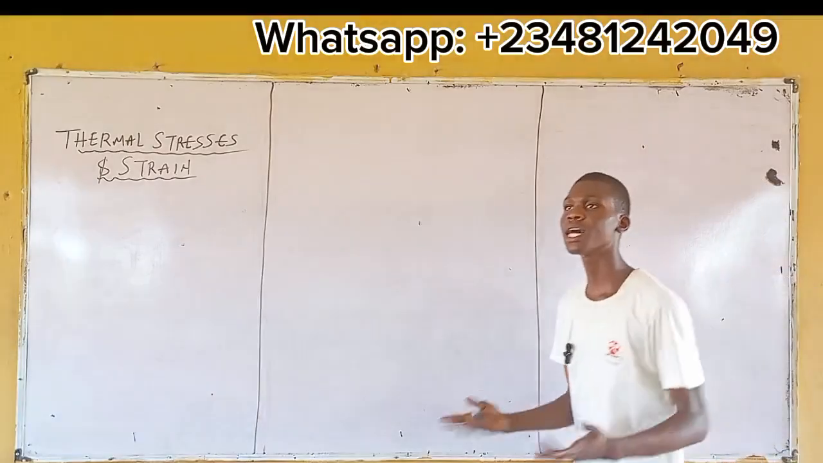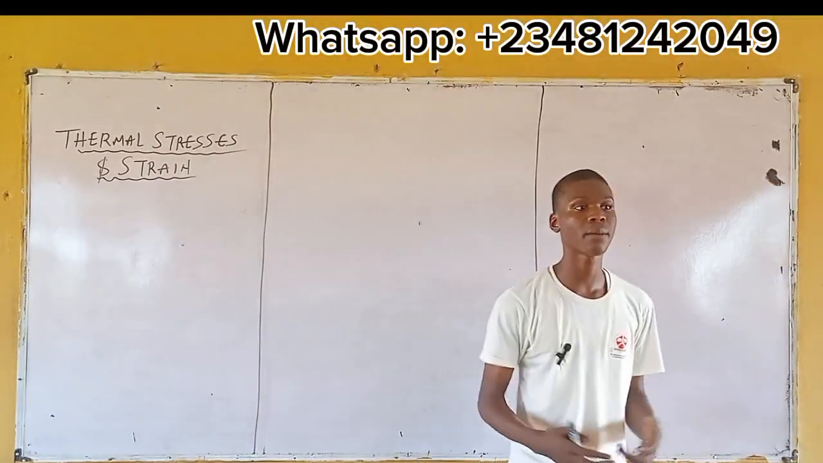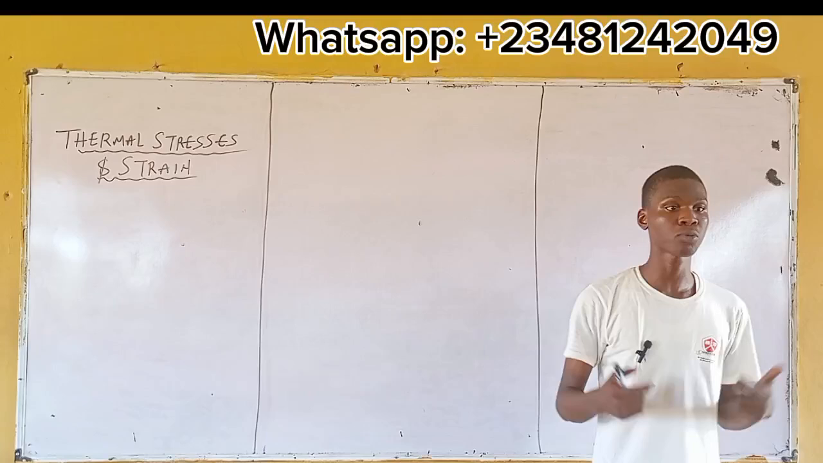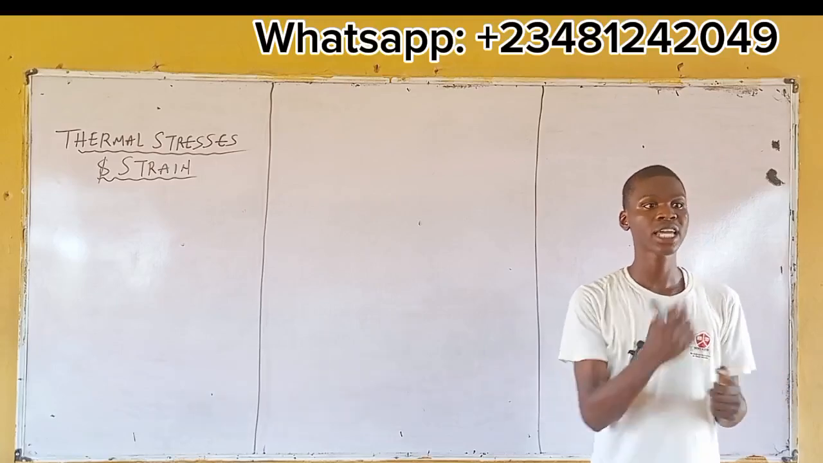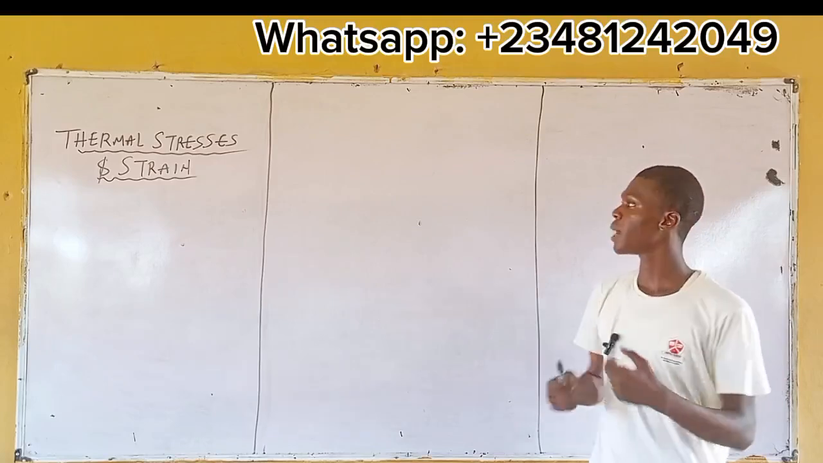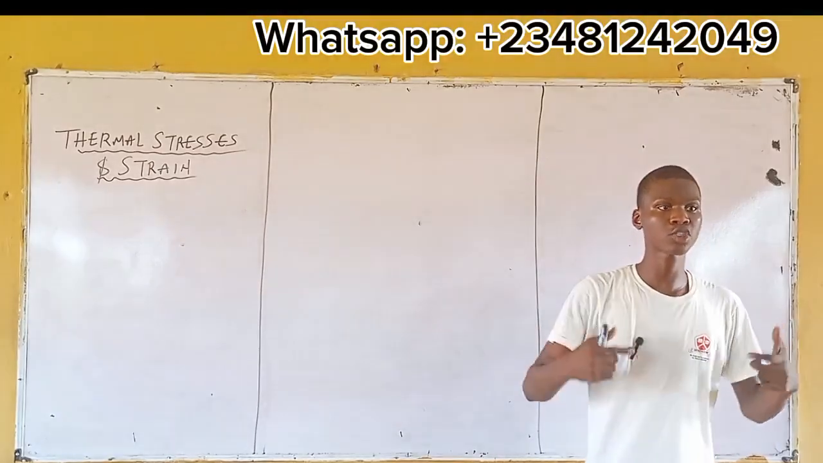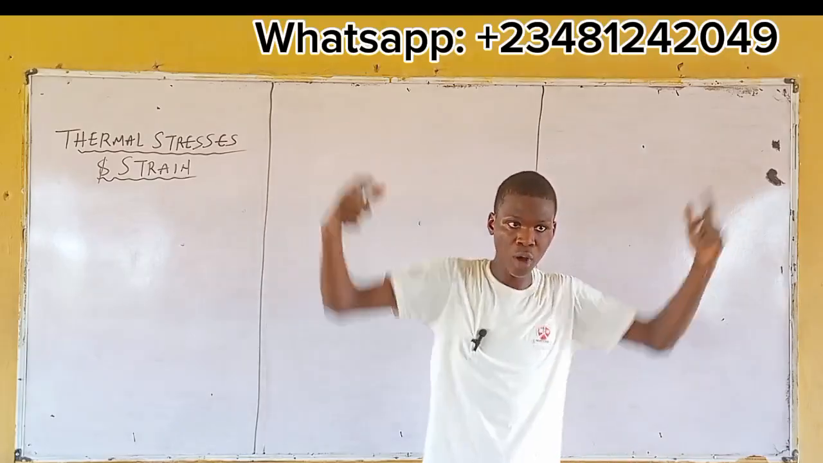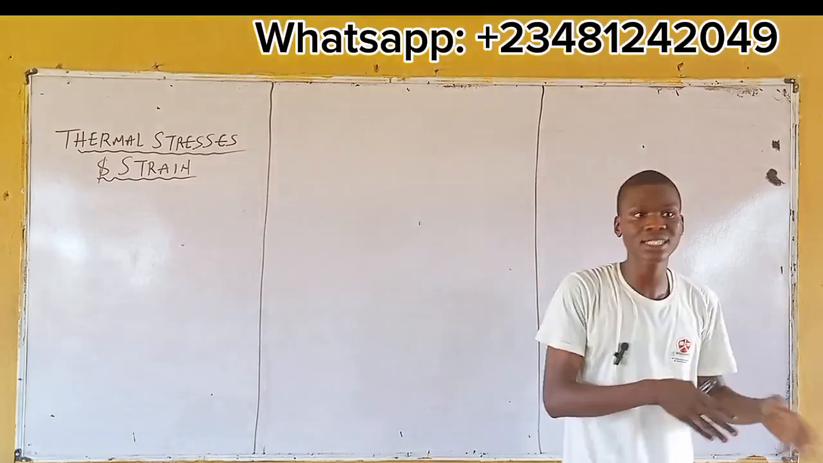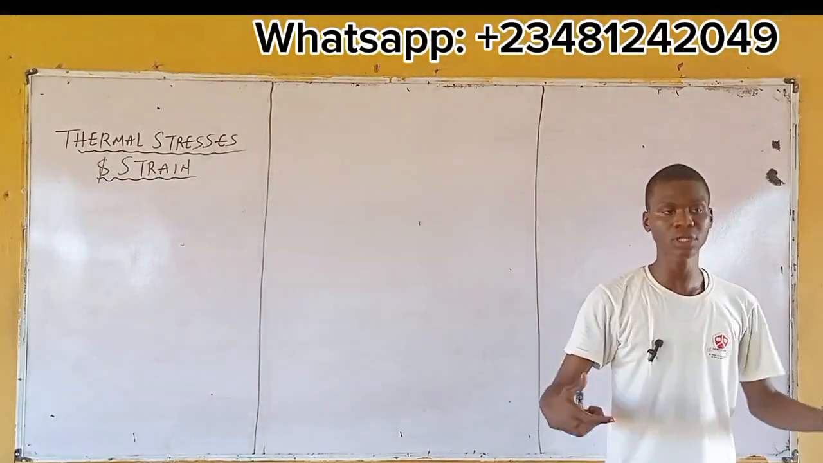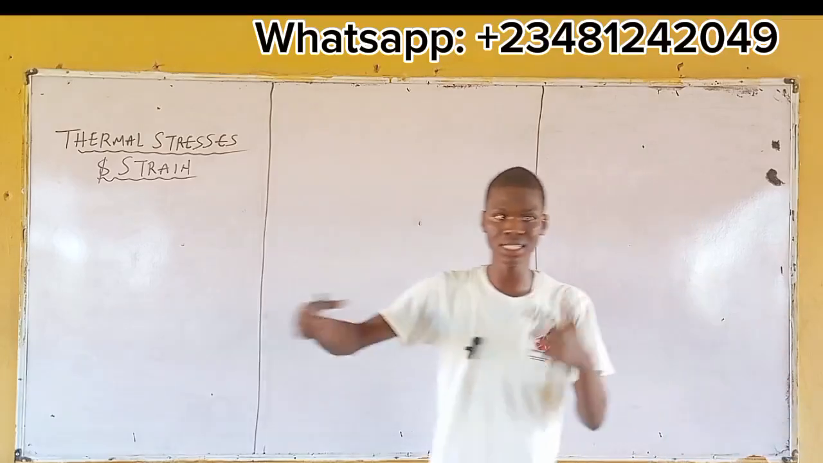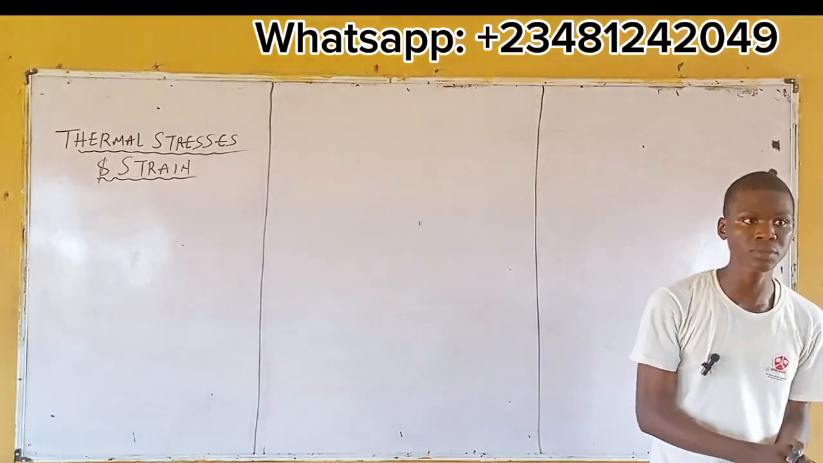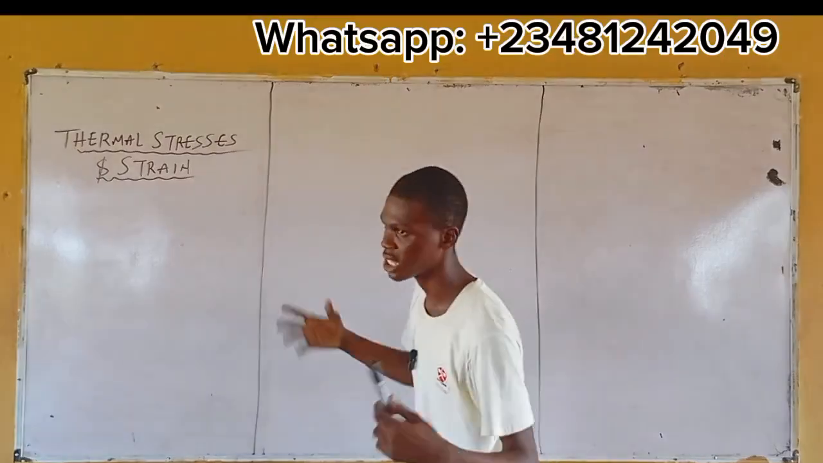A real-life scenario: let's say you have a metal. When this metal is heated, what do you think is going to happen? During the process of heating, it will expand. When it cools off, it will shorten. So we are saying that without an external force being applied on the material, you can still have both tensile, meaning elongation, and compressive, meaning contraction. That's the meaning of thermal stresses and strain.